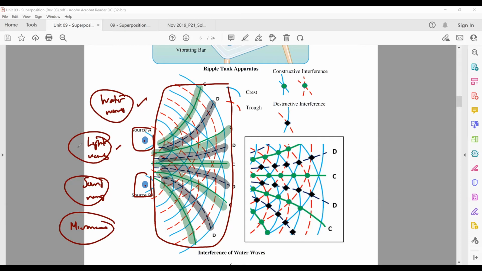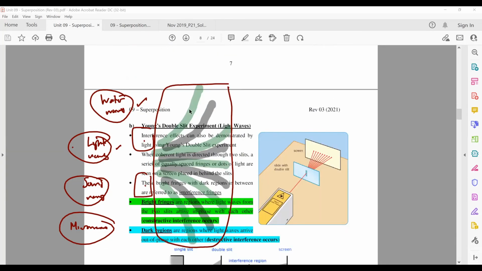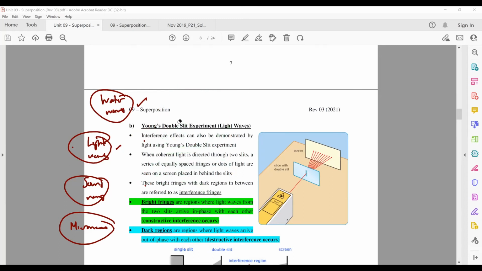All right. So to detect the interference pattern caused by light, we would have to use a different apparatus, a different method of seeing or detecting the interference pattern. So when it comes to showing the interference pattern caused by two sources of light waves, we will use something called Young's double slit experiment. This is specifically for light waves. Okay, the previous one for ripple tank is for water waves. For light waves, we always use Young's double slit experiment.